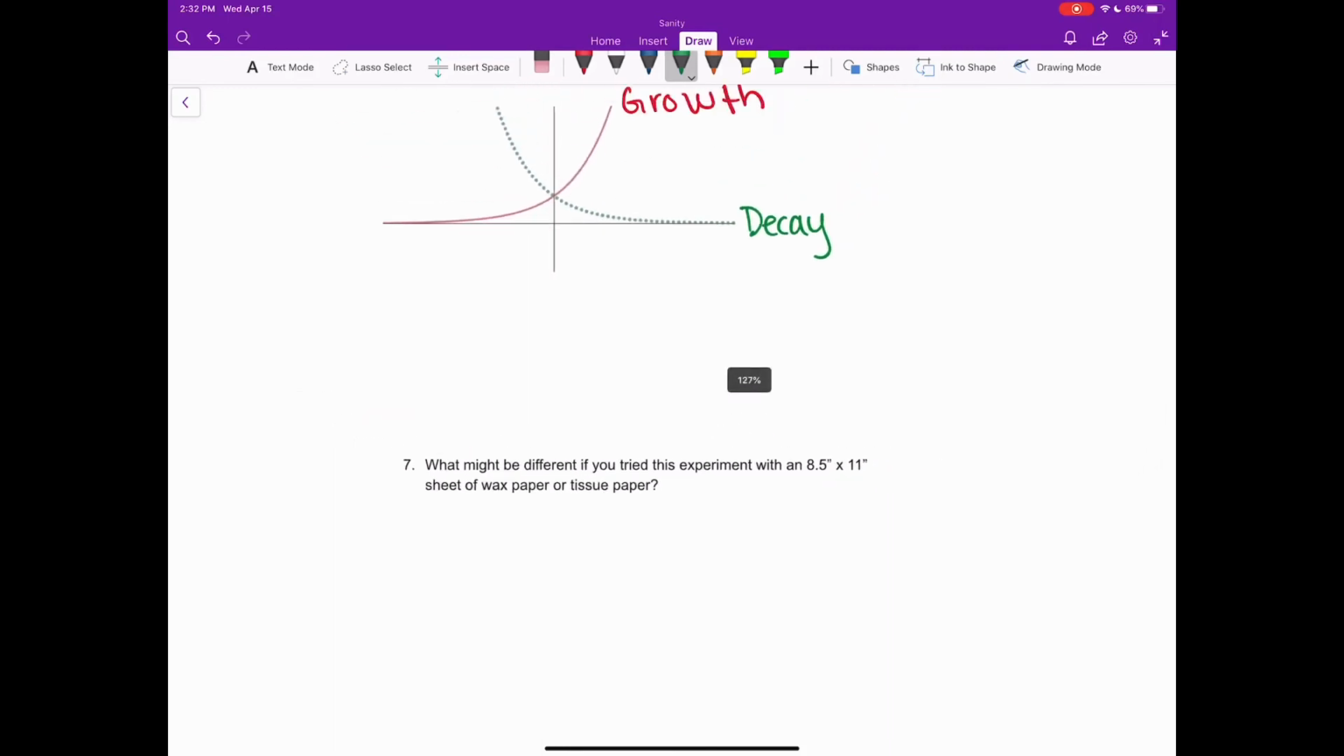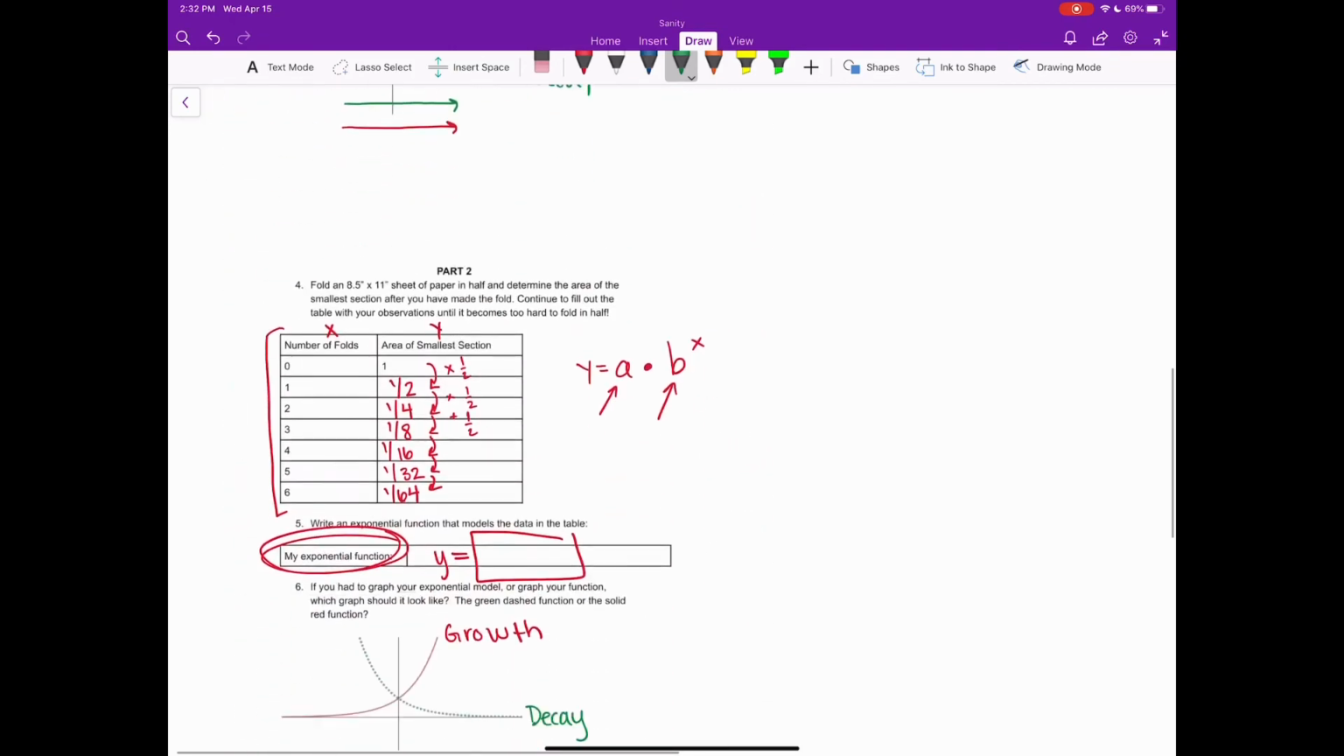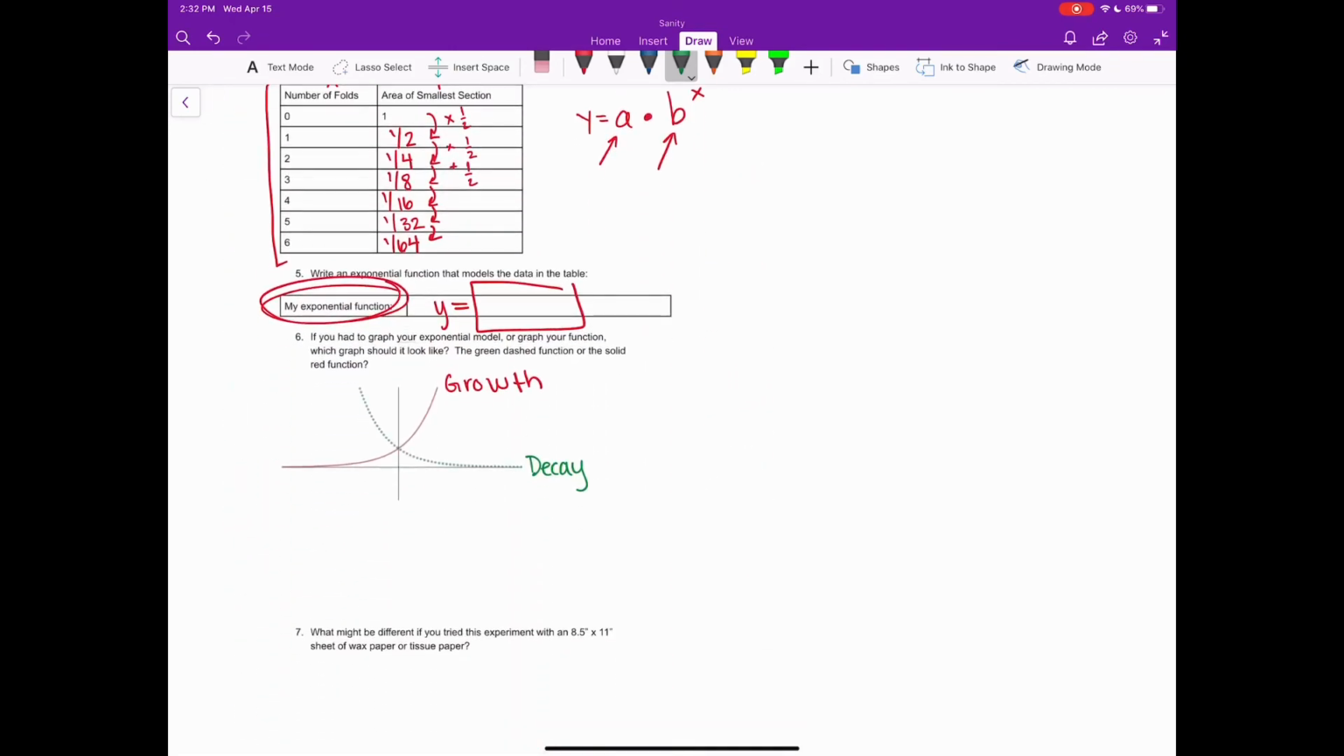Please submit this assignment so I can see what you did. If you want to do it in Google Docs, you totally can. And if you want to upload a picture of your pieces of paper that have been folded, please do that.